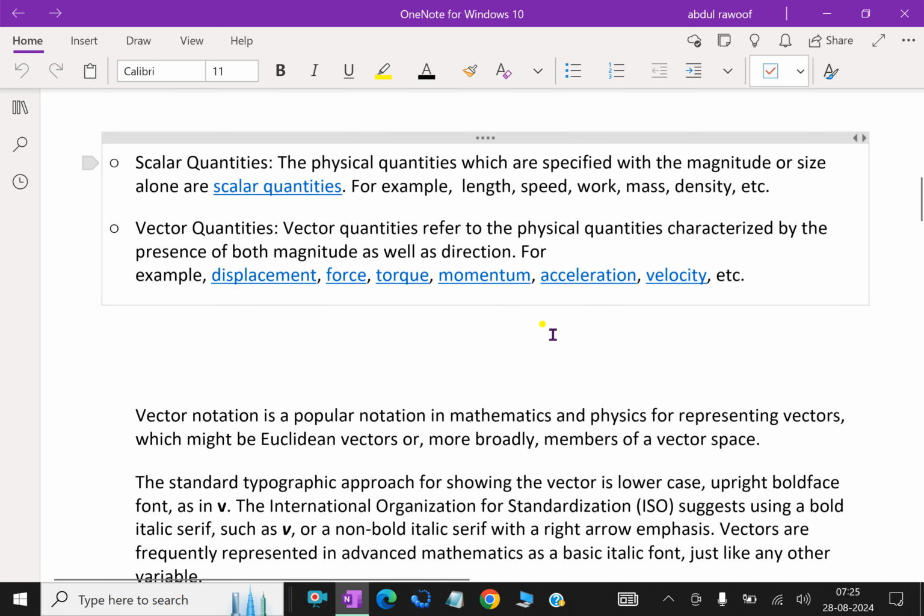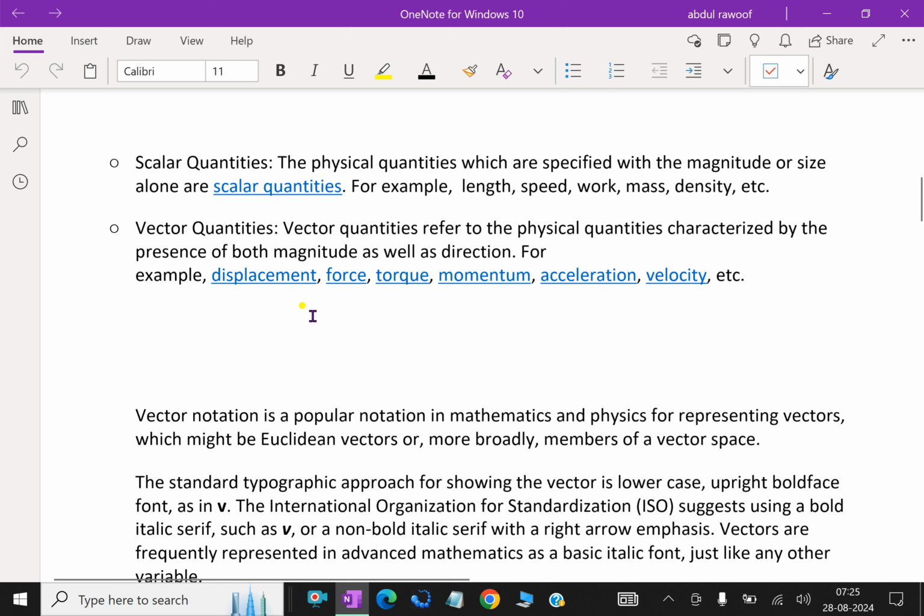Now let us discuss the mathematical formulas for vector algebra. First, we will define the scalar quantity. The physical quantities which are specified by magnitude or size alone are scalar quantities. For example, length of a piece of wood, speed, work, mass, density, these are scalar quantities.